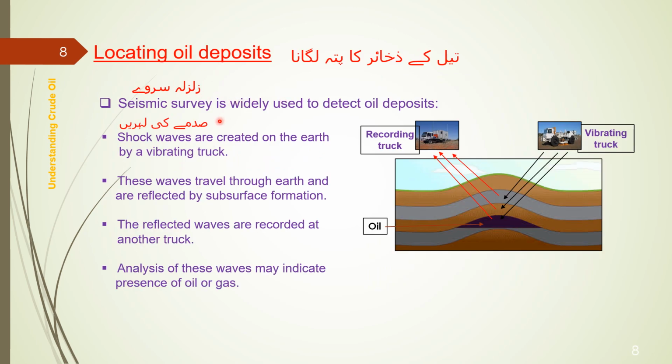Locating oil deposit. Seismic surveys are widely used to detect oil deposits. Shock waves are created on the earth by a vibrating truck, which is shown here, and these waves travel through the earth and are reflected and recorded on a recording truck here. The analysis of these recordings can indicate presence of oil or gas deposits.